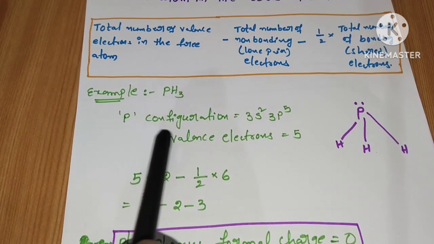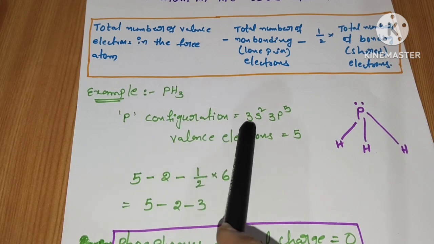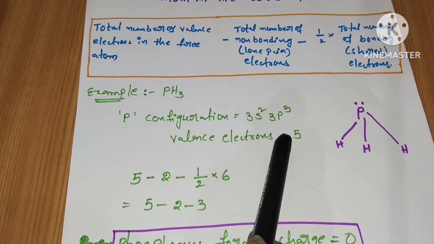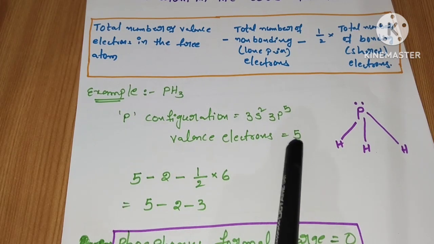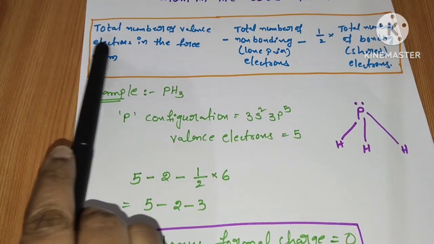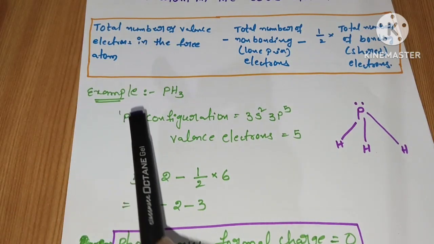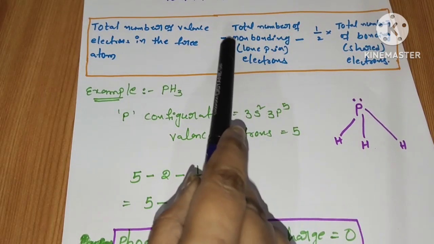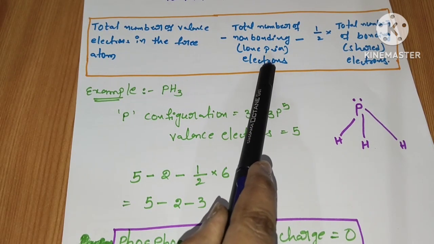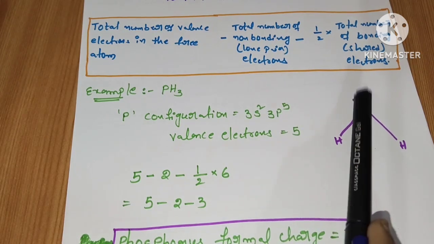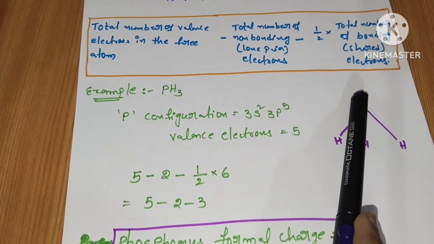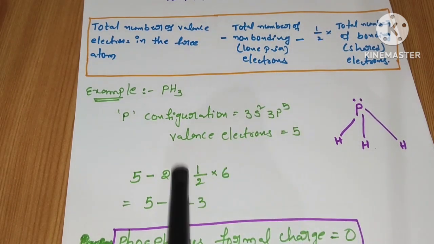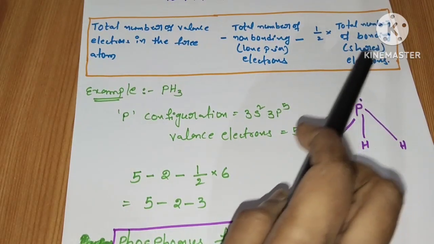Here we know the configuration of phosphorus, 3s2 3p3. How many valence electrons does this phosphorus have? 5. Total number of valence electrons in the free atom. We take phosphorus valence electrons minus the total number of non-bonding or lone pair electrons. Here phosphorus has one lone pair, so 2 electrons, minus half times the total number of bonding electrons.